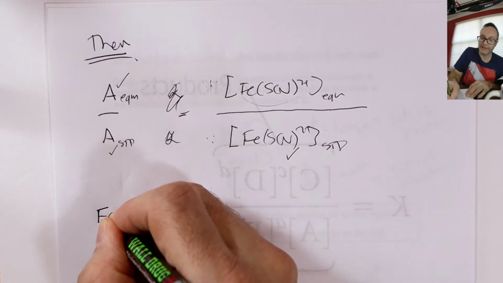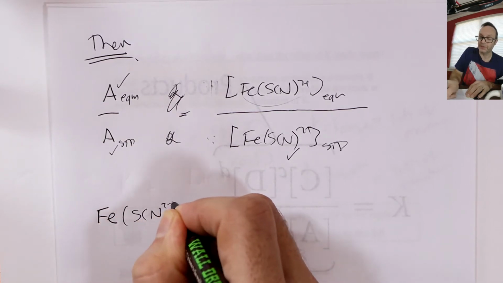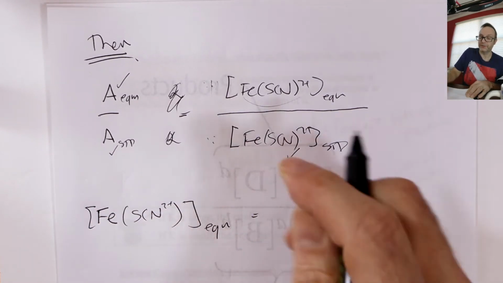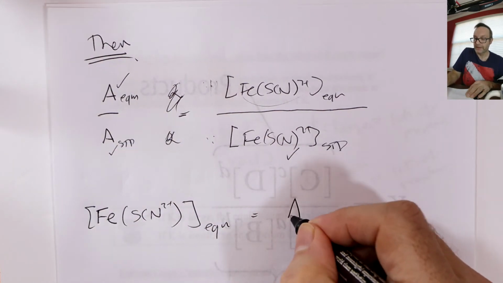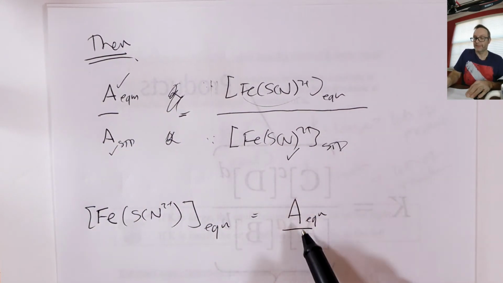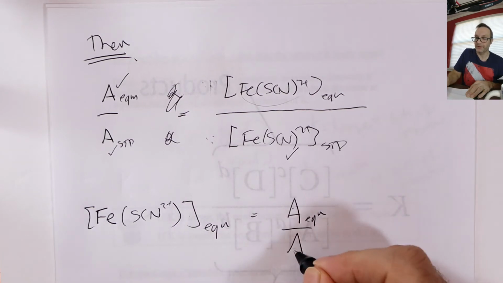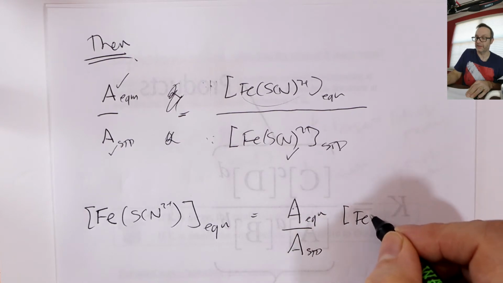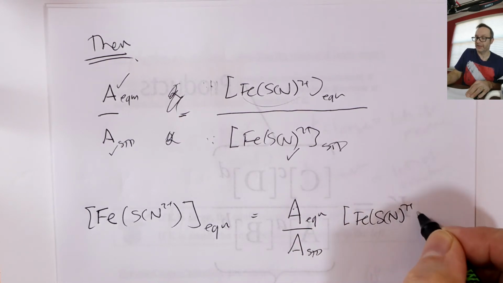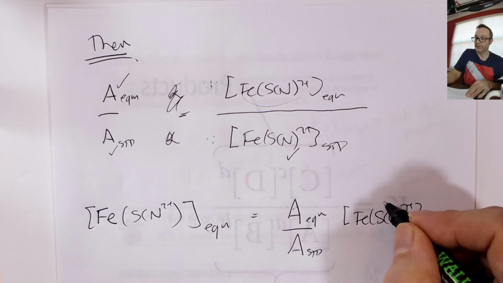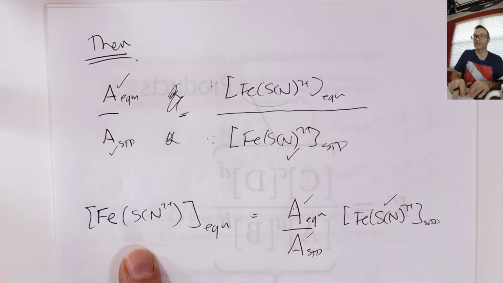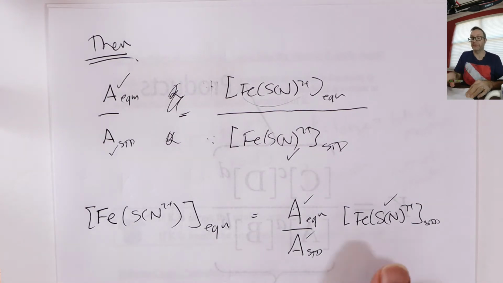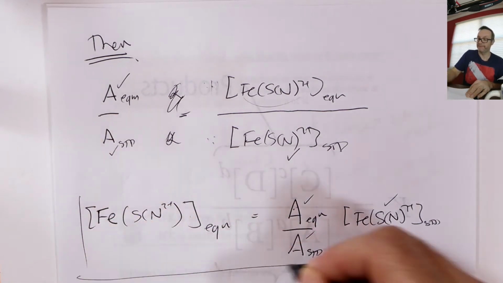Therefore, FeSCN2+ at equilibrium equals, so bring this over here, the sample's absorption over the standard's absorption times the concentration of the iron standard. So we know this, we know this, we know this. We can work out the concentration of the product in any equilibrium mixture from this relationship. So that's kind of important.